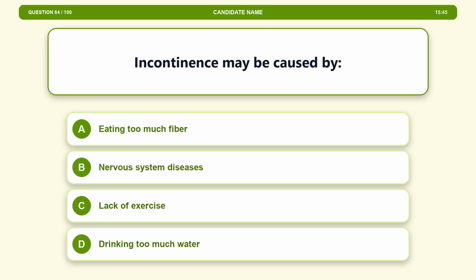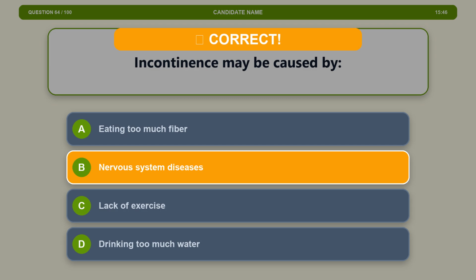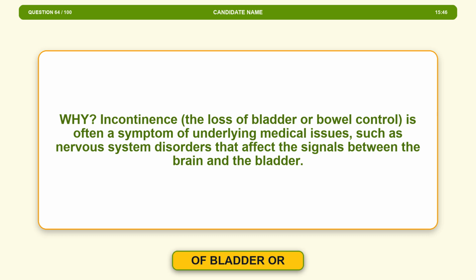Question 64. Incontinence may be caused by: Option A, eating too much fiber. Option B, nervous system diseases. Option C, lack of exercise. Option D, drinking too much water. The correct answer is option B, nervous system diseases. Incontinence, the loss of bladder or bowel control, is often a symptom of underlying medical issues, such as nervous system disorders that affect the signals between the brain and the bladder.